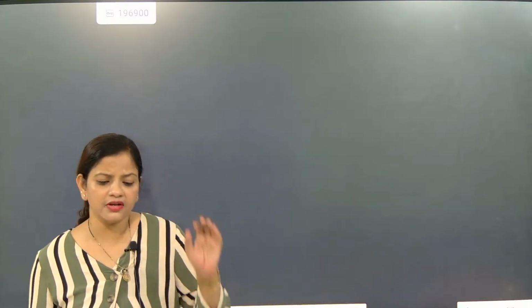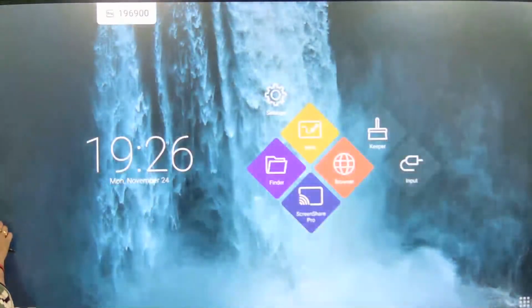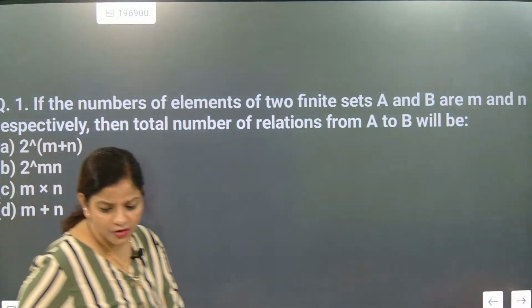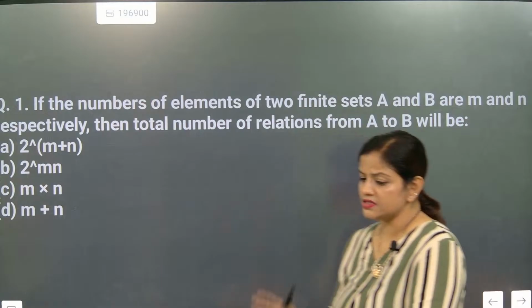Just as I told, relation is a subset of A cross B. You have already studied, and whatever questions come in between, I will explain those questions from that format only. Okay, now go for it. Your first question to be solved. Get ready, students, and you need to answer the question.